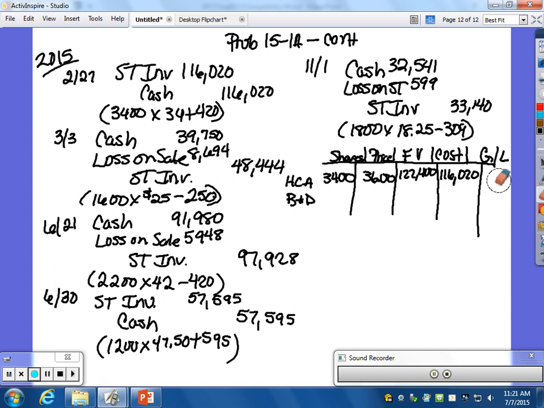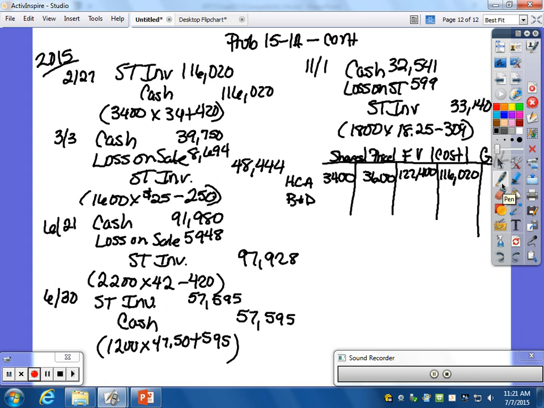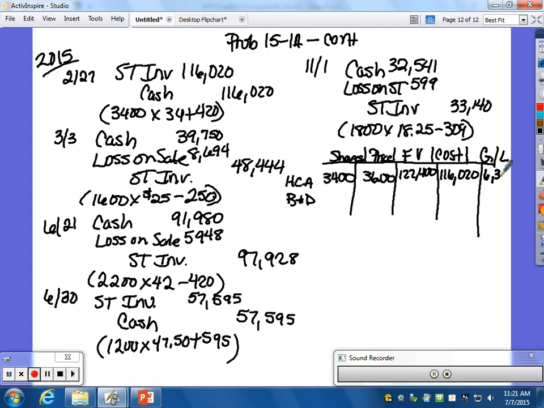Before I write this, hold on, wait. How did I get that for cost? $34 times 3,400 shares. You subtracted 122,400 from 116,020? No, y'all are confusing each other. That isn't what she asked me. She's still talking about cost. Cost was 3,400 shares times the $34, right? That's how much I paid for them, right? You have to add that commission. Okay, that's what you want.